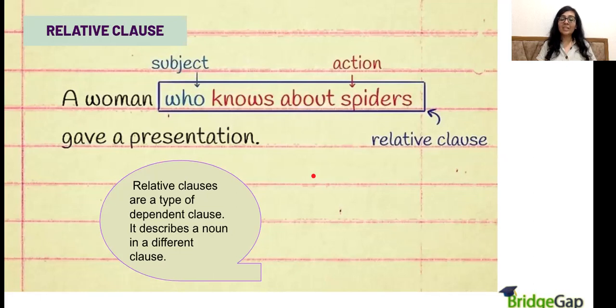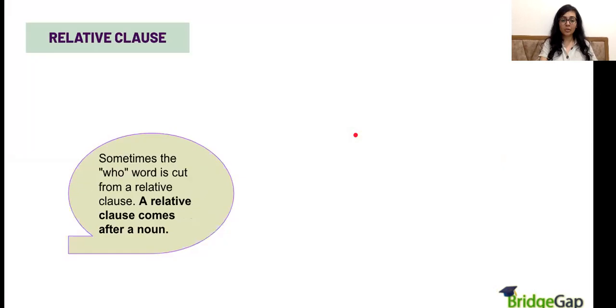So again, as you know, this is the subject. It has an action, but it is talking about the relation, whom you are exactly talking about. Whom you are talking about. Who knows this? Who likes this? Who reads this? Who writes this? Who? Right? It's a relative clause. So relative clauses are a type of dependent clause and they describe a noun in a different clause.